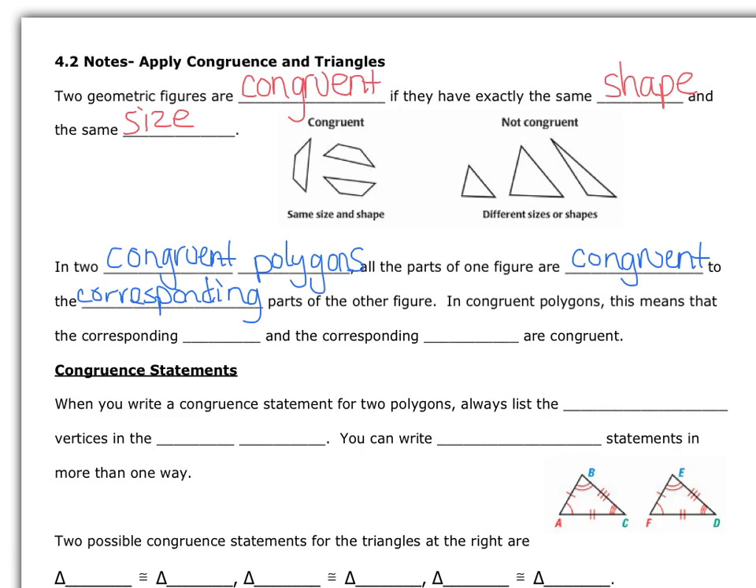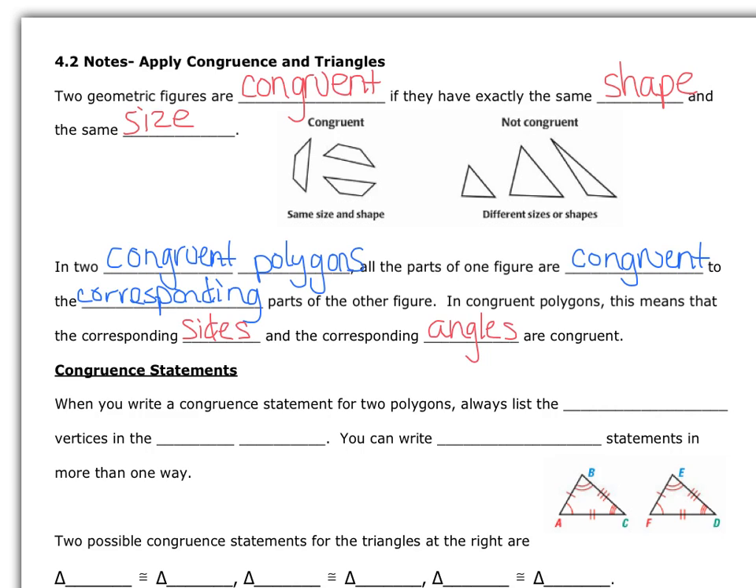So there's that word corresponding again. It's going to mean relatively the same thing. Corresponding is going to mean it's the angle or the side that's in the same place or the same position from one triangle to the other. In congruent polygons, this means that the corresponding sides and the corresponding angles are congruent. One angle from one triangle is going to be congruent to the other, and a side is going to be congruent to another side.